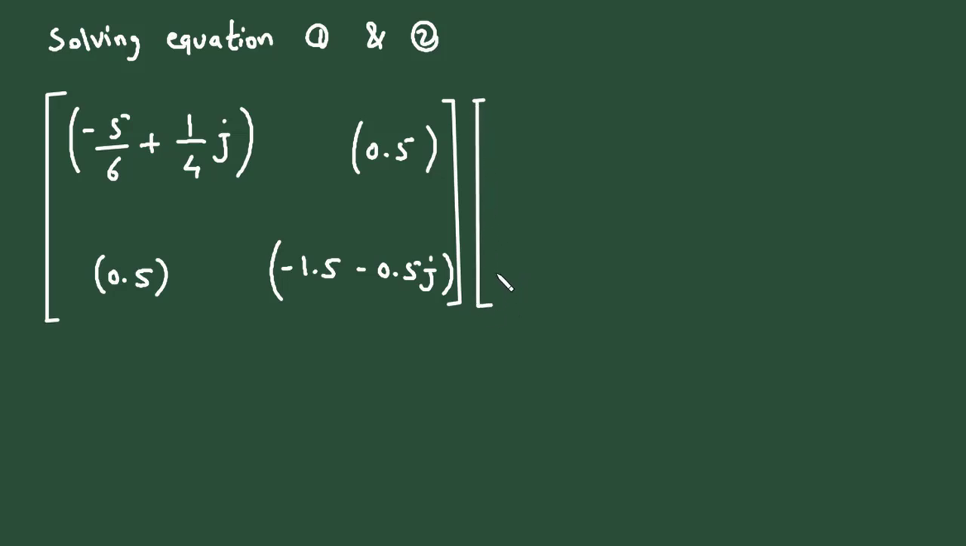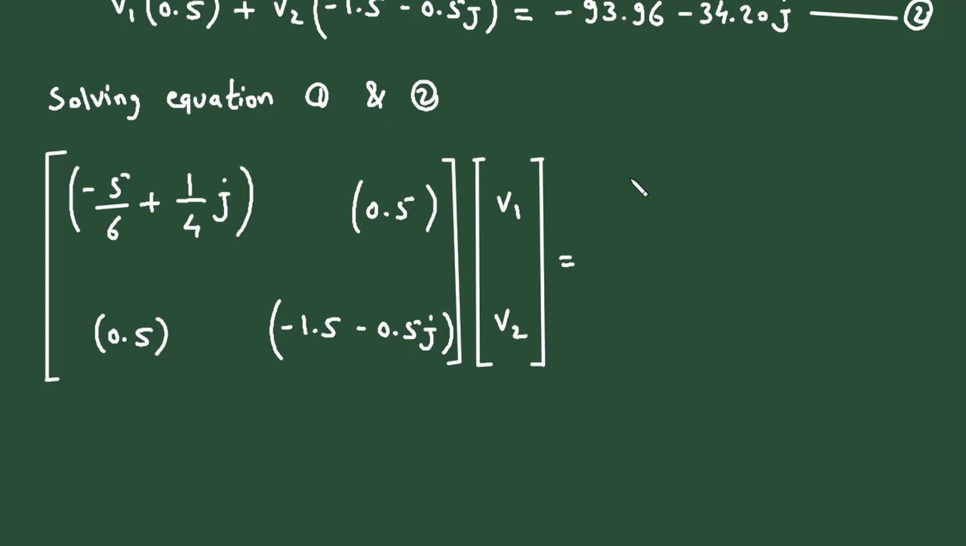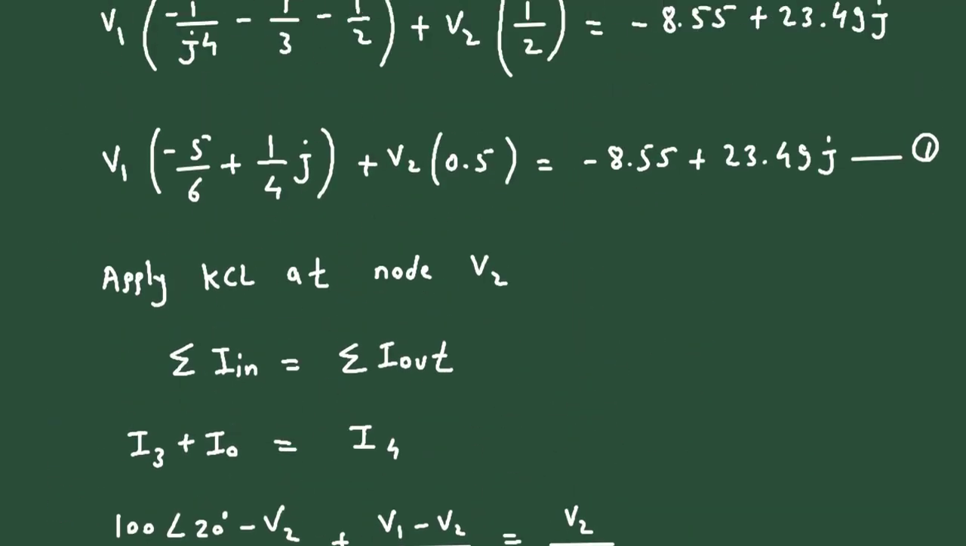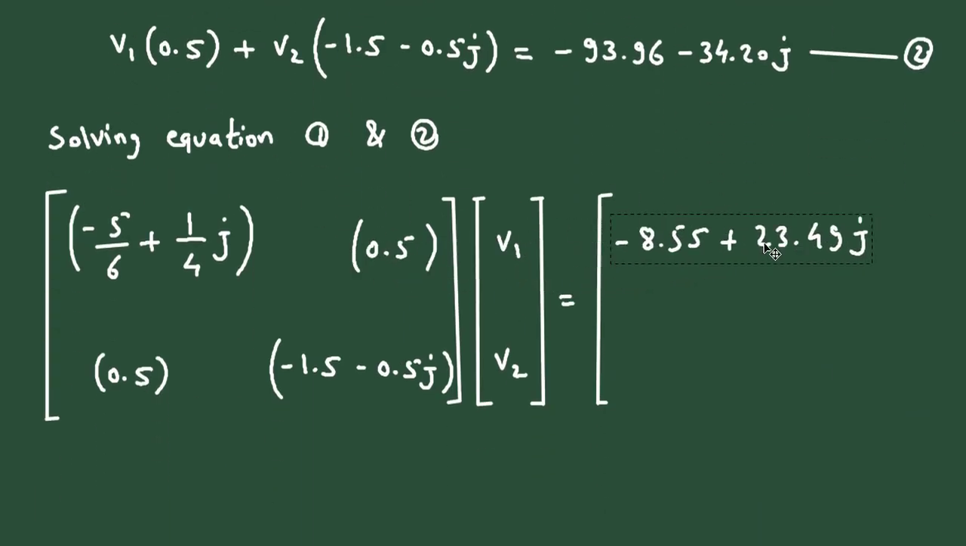And here two unknowns which are V1 and V2. So it is equal to, from equation 1 it is equal to this, and from equation 2 it is equal to this.